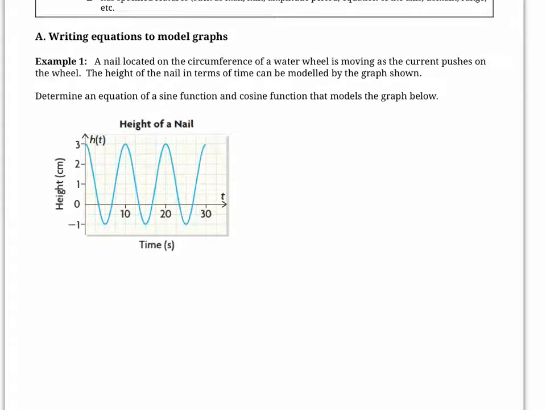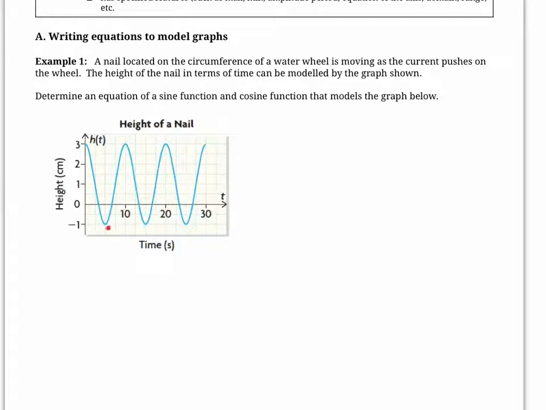So we're going to try our first example where we're given a graph and we're asked to come up with an equation. It says a nail is located on the circumference of a water wheel and is moving as the current pushes it on the wheel. So we can imagine that the nail is going up and down and up and down. The height of the nail in terms of time can be modeled by the graph shown. Determine an equation of a sine function and a cosine function that models the graph below.